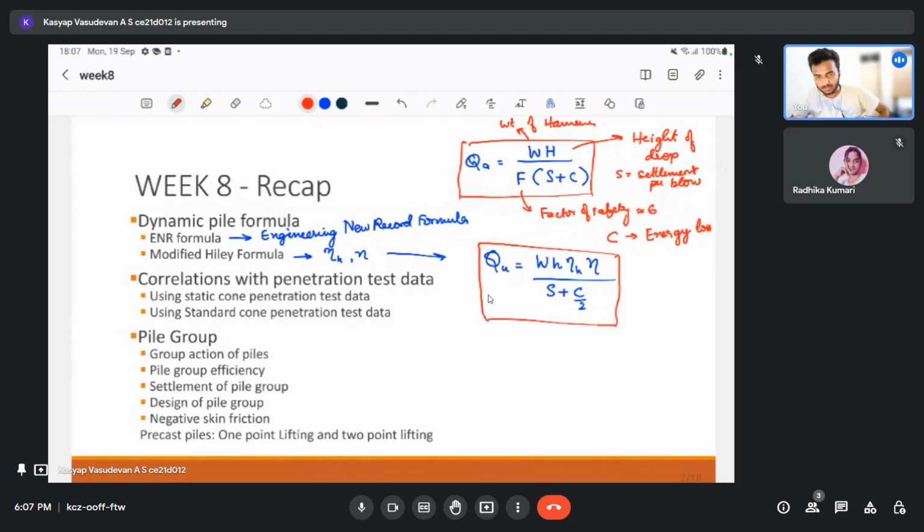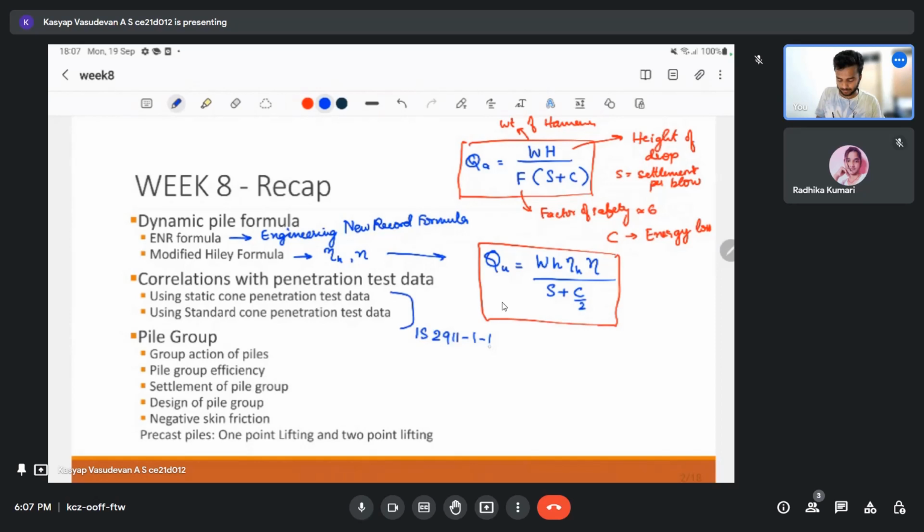Subsequently, our sir discussed more about correlations to arrive at the pile capacity using the static cone penetration test as well as the standard penetration test. This is actually clearly mentioned in the IS code. Both of these can be found in IS 2911 Part 1, Section 1, which is dedicated to driven piles.